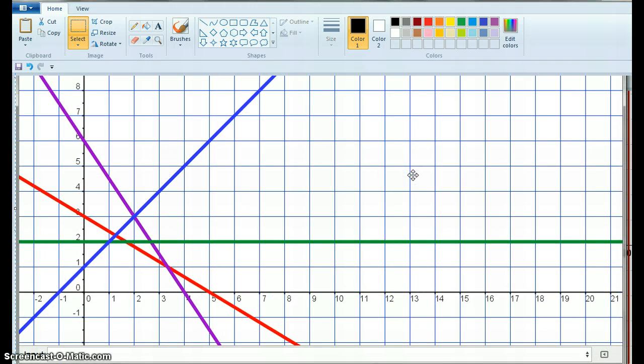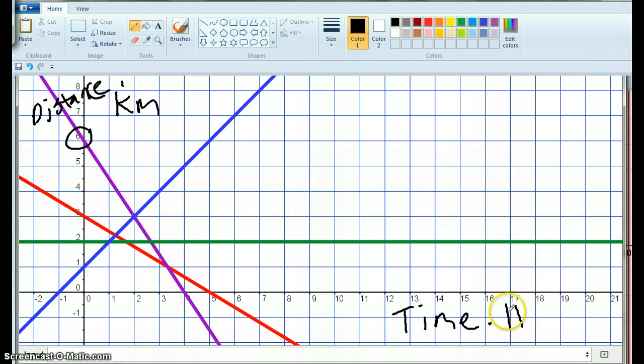So what's the context in the question? On page 176, question 9, we have time on this axis here, and we have distance here. Okay? Now, I've got a maximum distance of 6. So I'm just going to make up, because my scale's all funny, I'm going to say distance in kilometres, and I'm going to say time in hours. Okay? So what does this mean? Distance, let's call that distance from here.